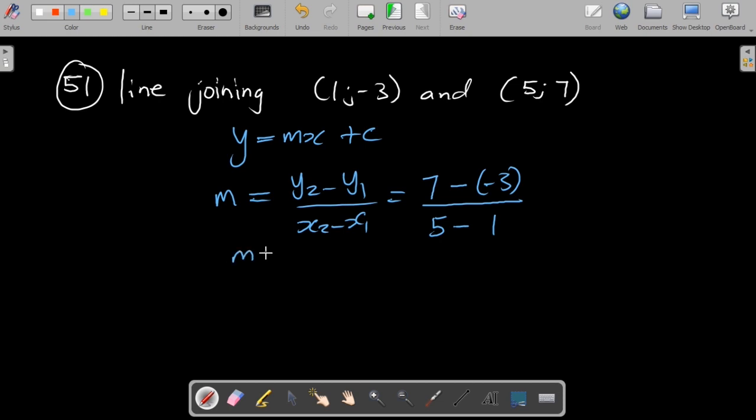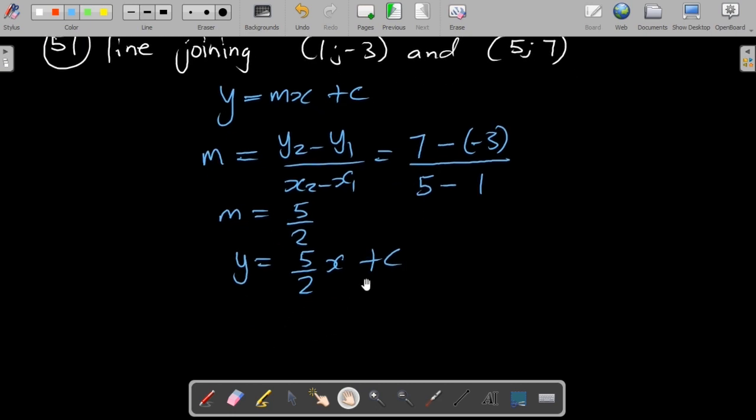So our gradient is 5 over 2. This is a positive gradient for a positive line, which increases. And we can now substitute this gradient into the equation.